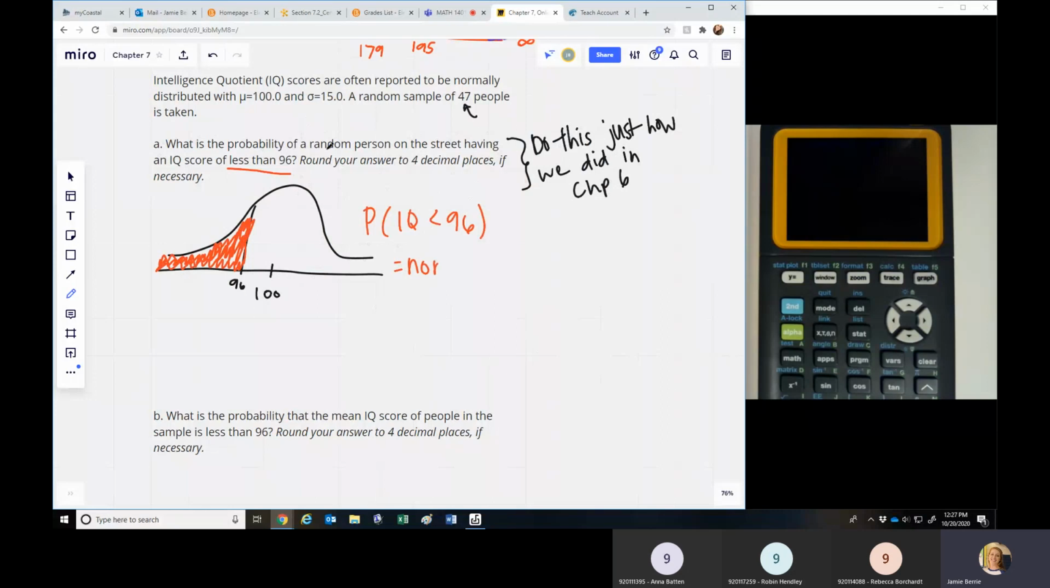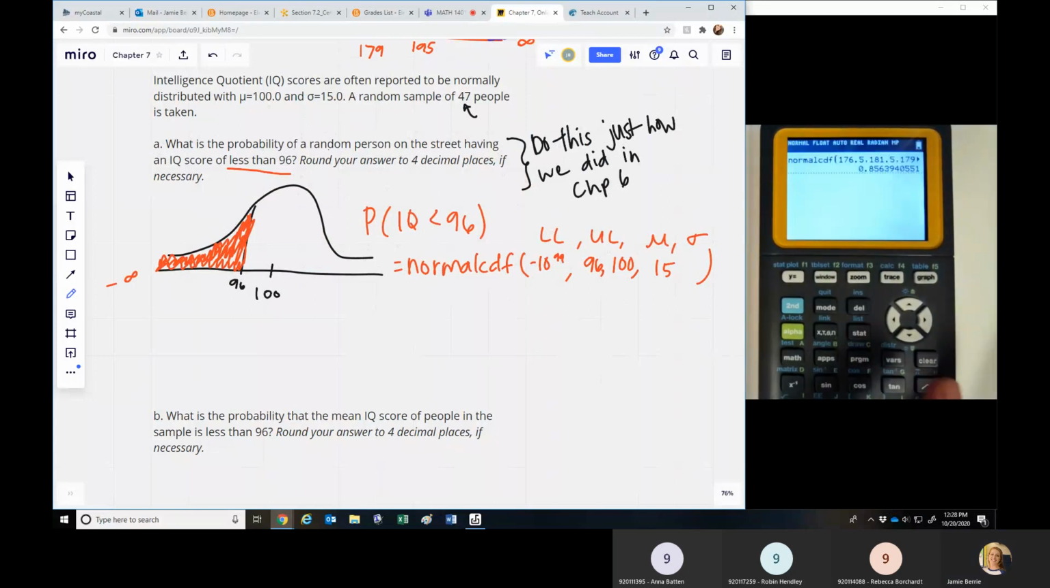We can do this in the calculator using our normal CDF function. It goes lower limit, upper limit, mean, standard deviation. Lower limit of our shaded area would be all the way out here at negative infinity, so that's negative 10 to the 99. Upper limit of our shaded area ends right here at 96. Mean, they told us was 100. Standard deviation, they told us was 15. Remember, we're not using our formulas here for sampling distribution of sample means.